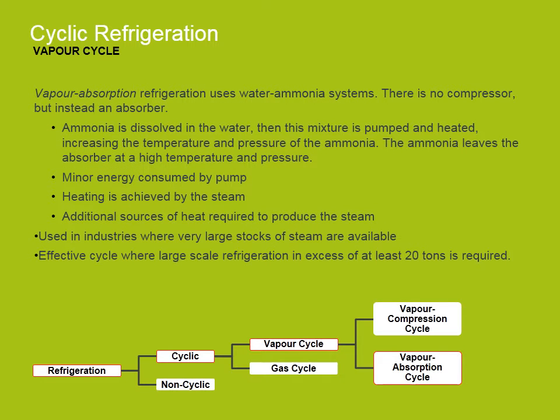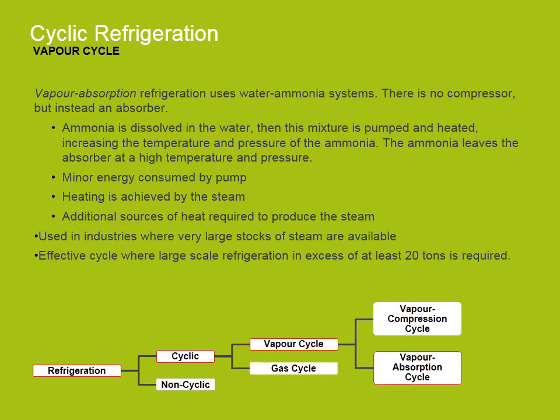Vapor absorption refrigeration uses water-ammonia systems. In this system, there is no compressor but instead an absorber. The system generally works like this. Ammonia is dissolved in the water, then this mixture is pumped and heated, increasing the temperature and pressure of the ammonia. The ammonia then leaves the absorber at a high temperature and pressure to complete the rest of the refrigeration cycle. In this system, minor energy is consumed by the pump, reducing electricity costs.